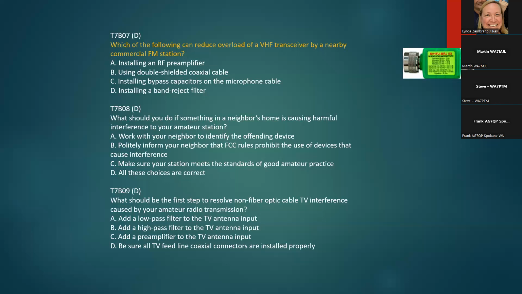And the answer is to install a band reject filter on the receive side or on the antenna to your radio. An example is one right here, and it's just a filter that filters out frequencies that are above and below the frequencies that you're actually using in your transceiver.